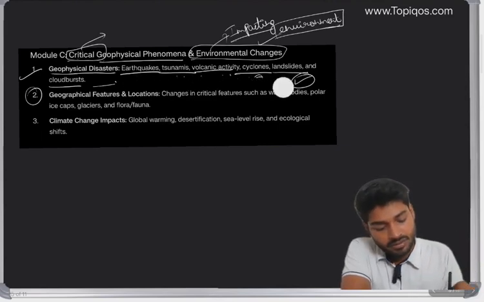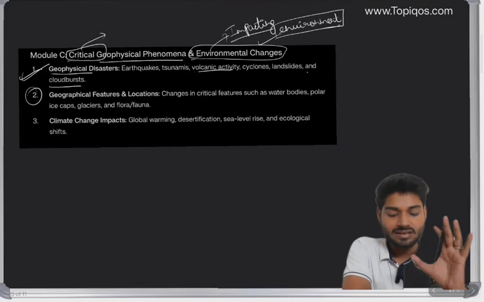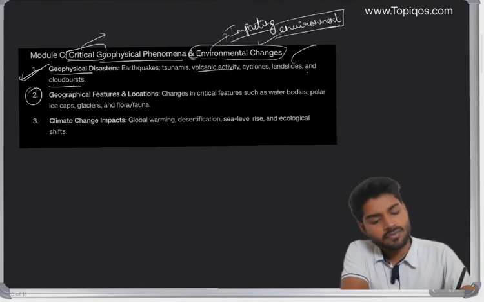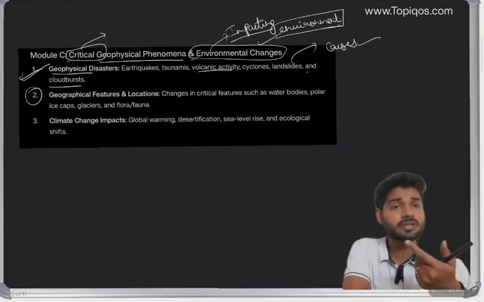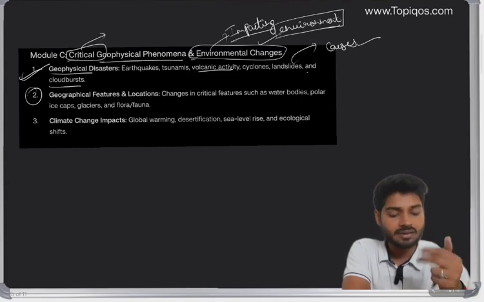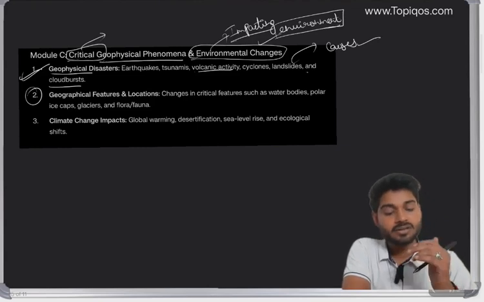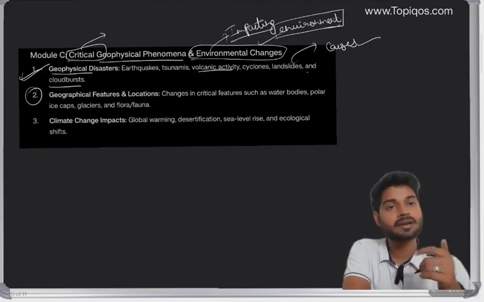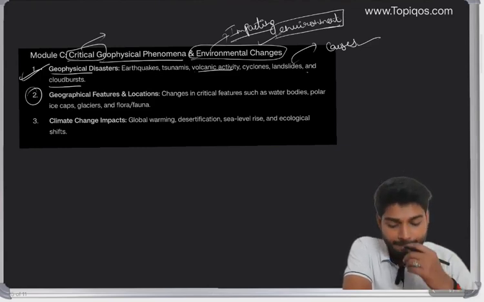It is also coming in your paper one. So if you are studying earthquake, tsunami, volcanic activity, cyclone, landslide, or cloud burst, what type of question would the exam ask? What are the dimensions that may be asked in examination? Cause of earthquake, cause of tsunami, cause of volcanic activity, cause of cyclone, cause of landslide, and cause of cloud burst. Impact of earthquake, impact of tsunami, impact of volcanic activity, impact of cyclone, impact of landslide, and impact of cloud burst. Mitigation strategy, that is a suggestion for earthquake.